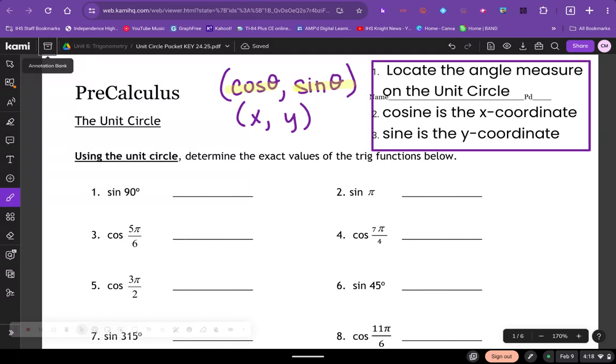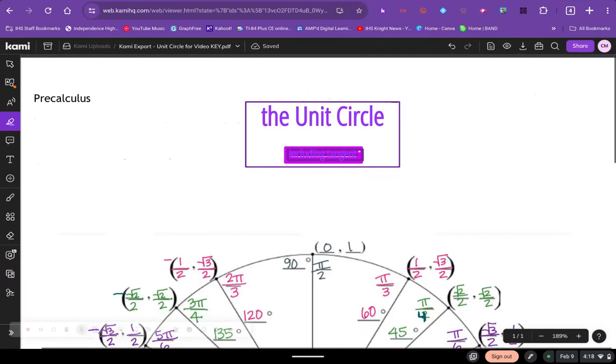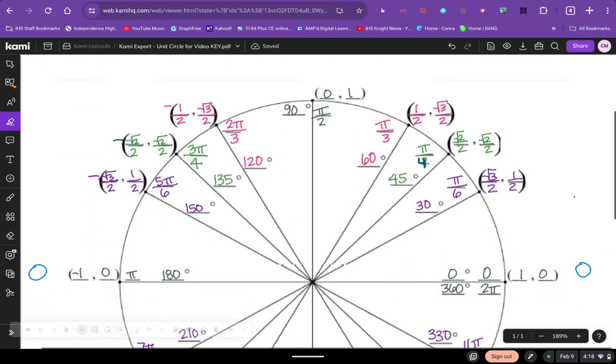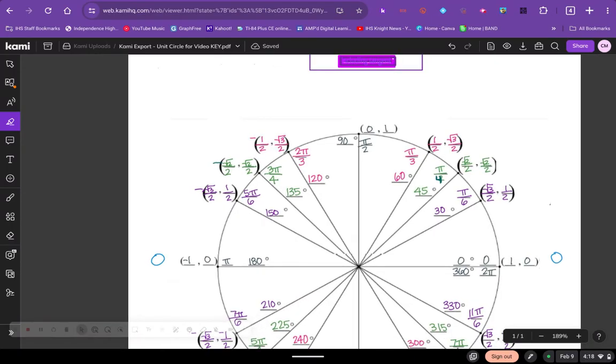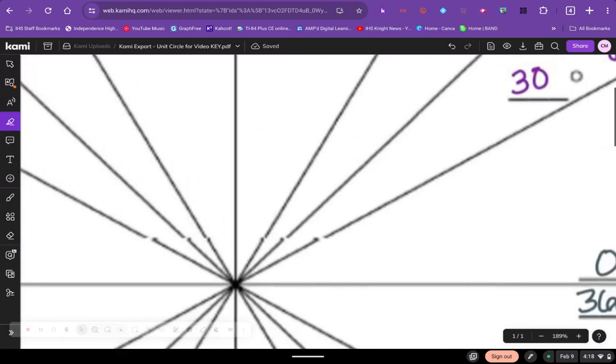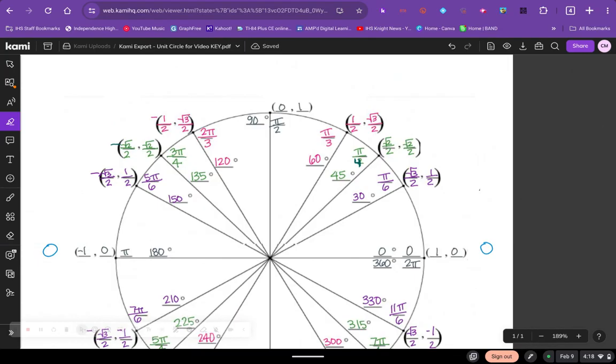Okay, let's learn how to evaluate trig functions for angles that are given on the unit circle. You'll want to make sure you have a copy of your unit circle handy because we're going to need to refer to this in order to answer the questions on the page in our notes.